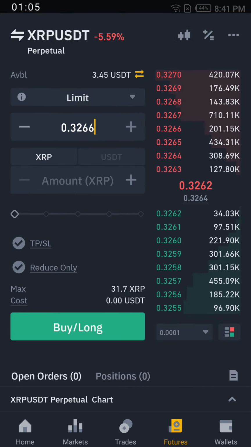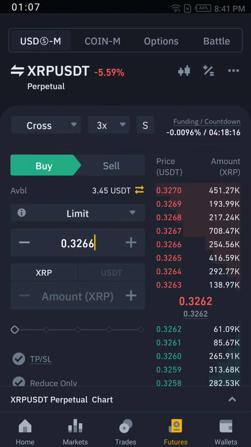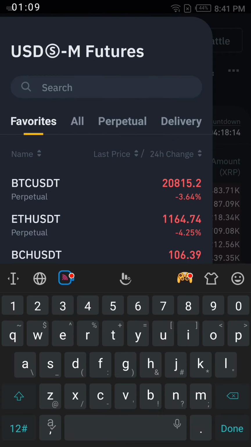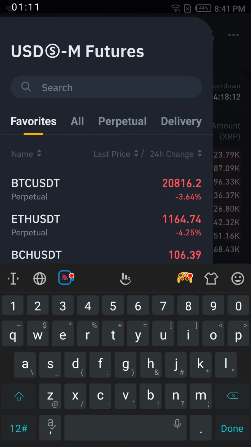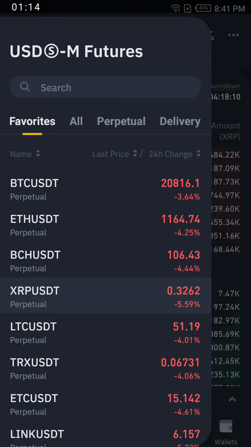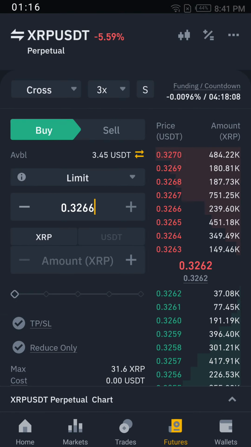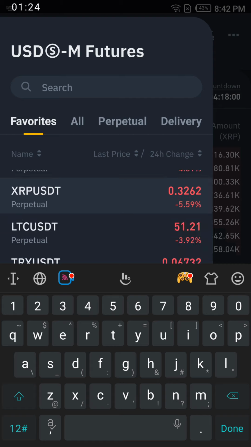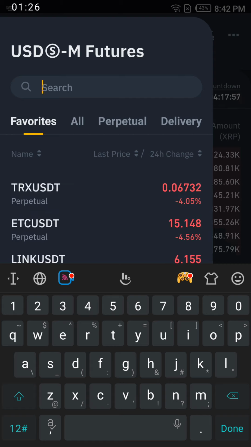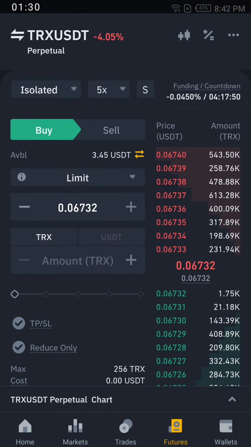I hope you saw where I clicked. You can see XRP USDT, that is Ripple USDT. If I want to pick another coin, I click it. Then which other coin am I looking at? Let me see TRX USDT, Tron USDT.